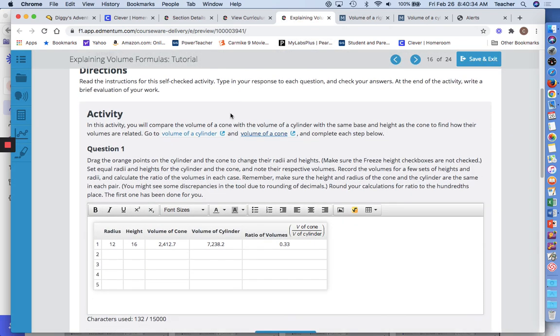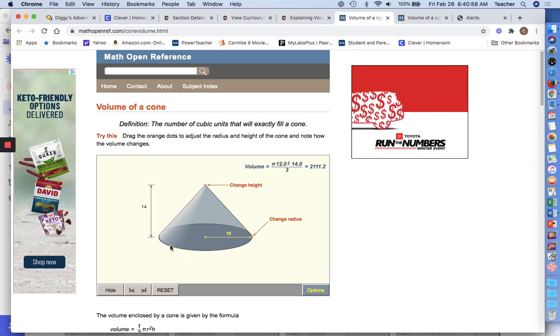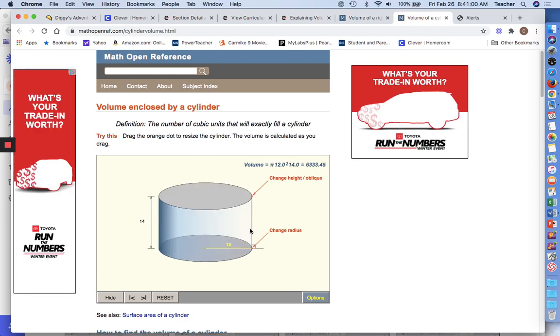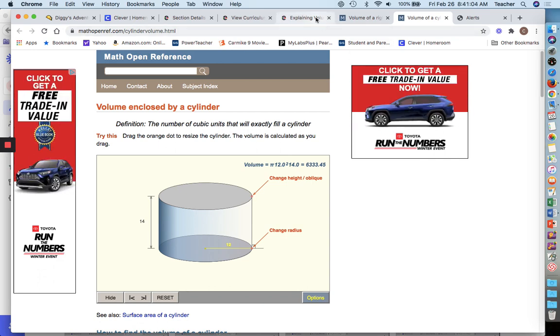All right, so drag the orange points of the cylinder and the cone to change their radii and heights. Make sure the freeze height check boxes are not checked. Set equal radii and heights for the cylinder and the cone and note their respective formulas. Record the volumes of a few sets of heights and radii. Okay, so I need them to be the same first. So I got a radius of 12, height of 14, radius of 12, height of 14. So I'm going to use what they've got so far because they're both the same.